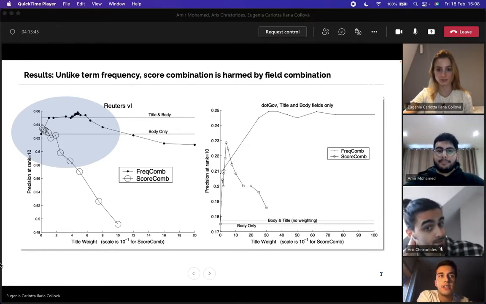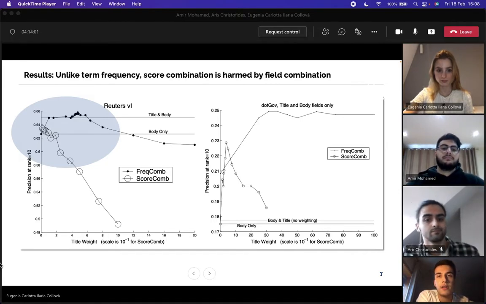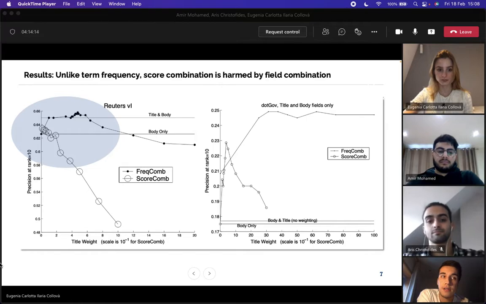The score combination technique is severely harmed by field combinations. As you can see, unlike the score combination scale, the term frequency combinations weighting scale is extremely intuitive. Now on to the right hand side of figure 2, where the same experiment is performed, but on the .gov task, which nevertheless still yields the same results. The term frequency combinations approach, once again, outperforms the score combination method. The score combinations weighting scale is once more counterintuitive.